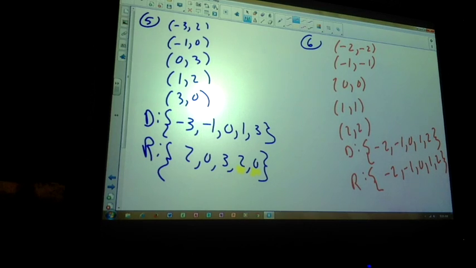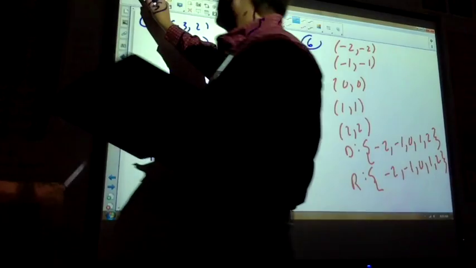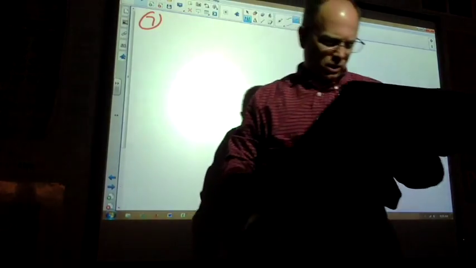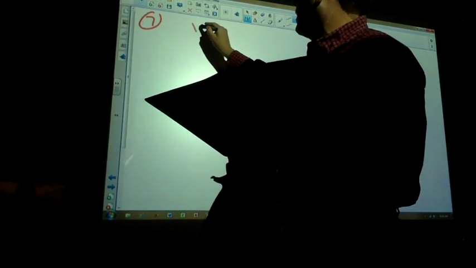All right. Problem number 7. This says the function y equals 7x plus 35.